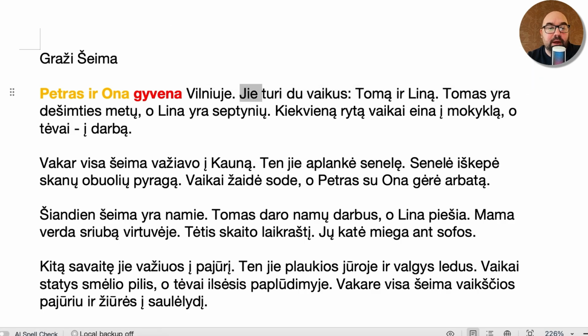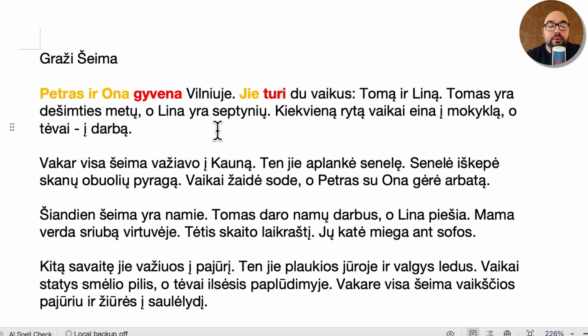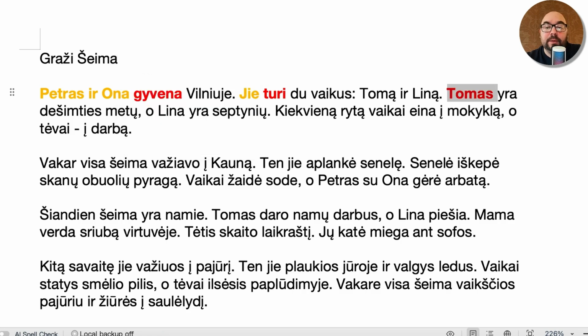So once again, we have the doer of the action, right? And we have the action itself. Jie turi du vaikus, Tomą ir Liną. They have two kids, Tom and Lina. Tomas yra 10 metų. That means Tom is 10 years old, right? So Tomas yra 10 metų. So Tom is 10 years old.